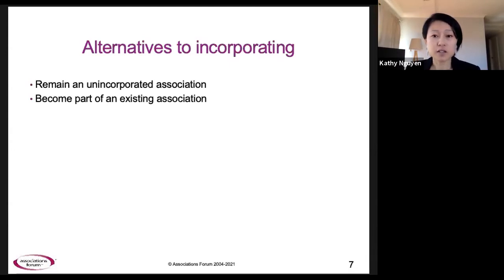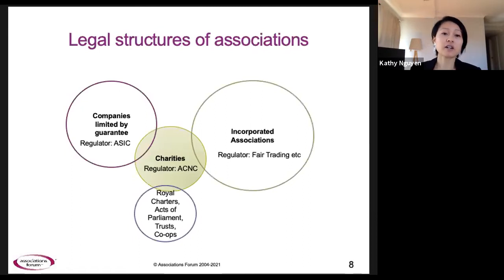Once you decide that you do want to incorporate, there are two main ways to legally incorporate an association. The first is as what's called a company limited by guarantee. And this is regulated by the Corporations Act, which is a Commonwealth legislation. And the regulator then would be ASIC.